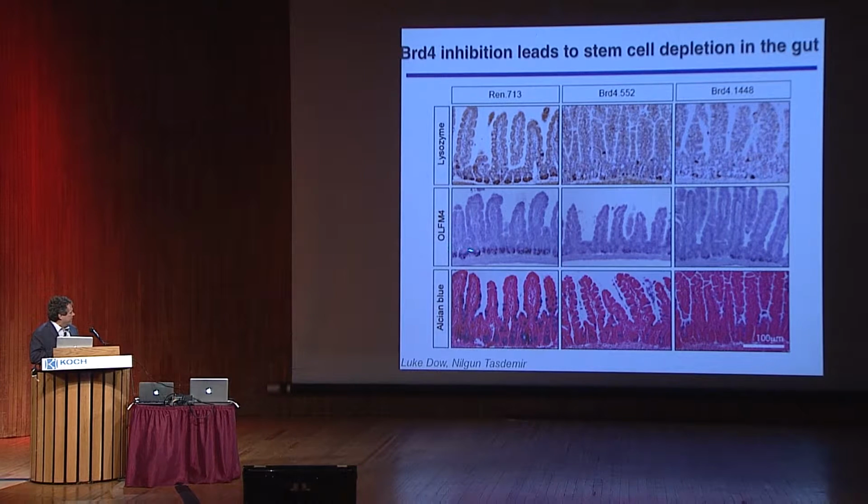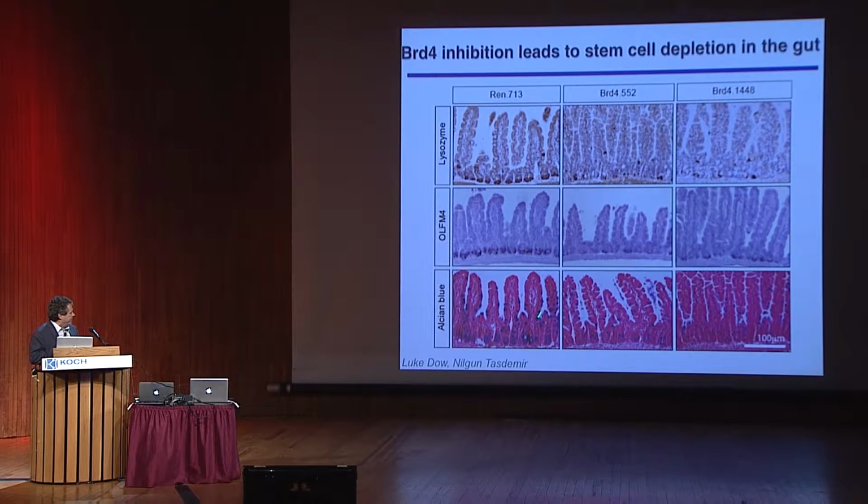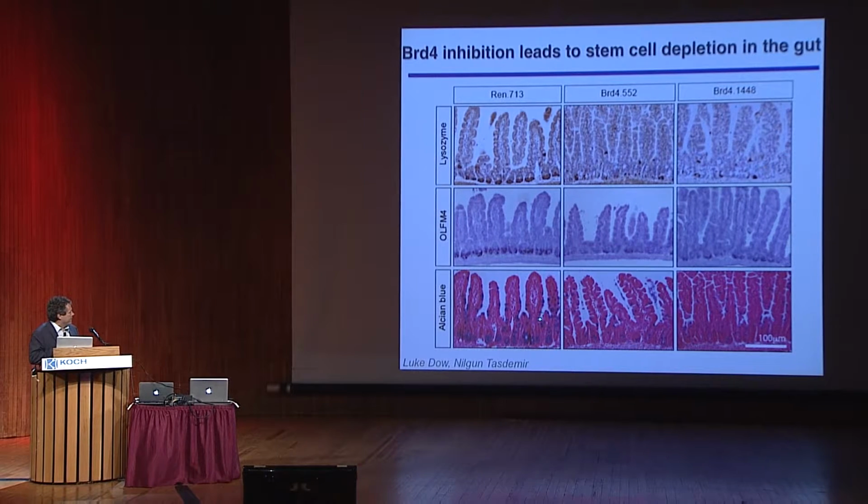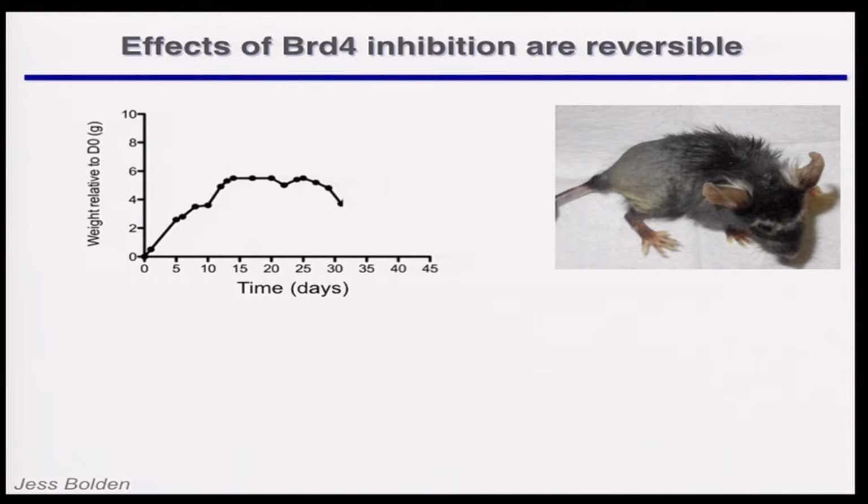OLFM4 measures stem cells, and Alcian blue measures goblet cells, again, interspersed throughout the villi. But you can see when we knock down BRD4, there's sort of a depletion or disorganization of the cells in the intestine, something that is potentially abnormal. Now, most of the mice are fine, but some of the mice, in addition to losing hair, lose weight. We assume that it's in part, or it's probably due to this intestinal phenotype.